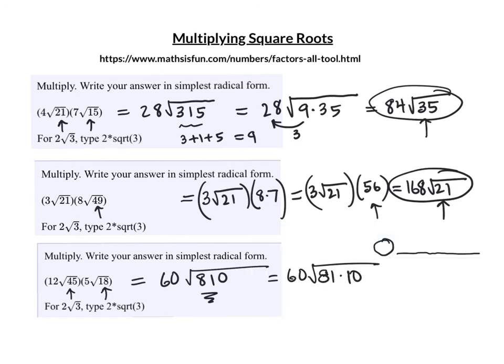So for my final answer, I'll take the square root of 81. It is 9. I'll take it out front, remembering there's times right there. 60 times 9 is 540. So this is 540 root 10.